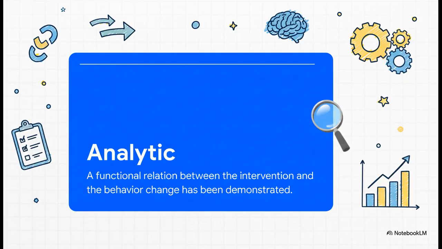Next up, analytic. This is where we put on our detective hats. We have to prove, with data, that our intervention is what caused the behavior change. It wasn't a coincidence, it wasn't a fluke. We need to demonstrate experimental control, a believable, functional relation between what we did and what happened.